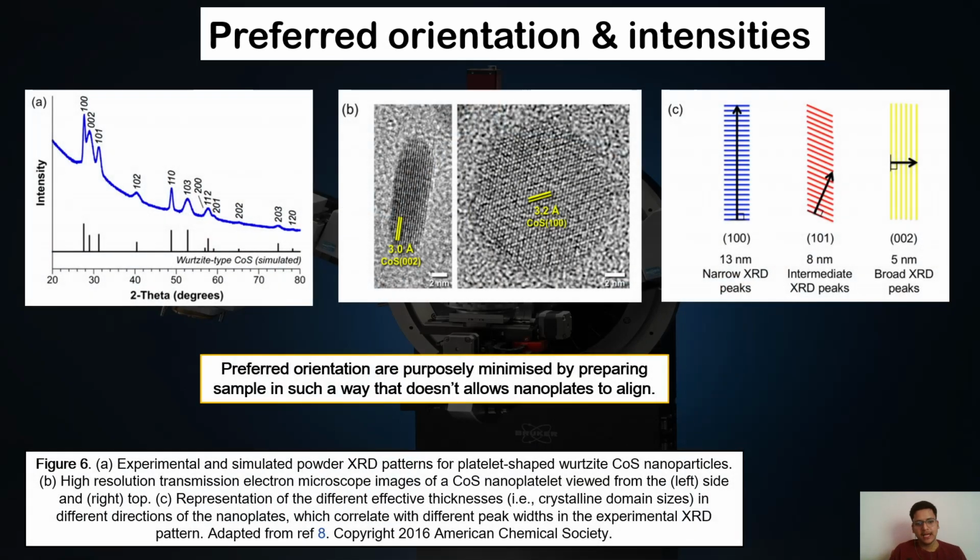Now these are the cobalt sulfide nanoparticles. You can see on the left hand side 100, 002 and 101 are the most intense ones. There is an HRTEM for this CoS nano platelet.